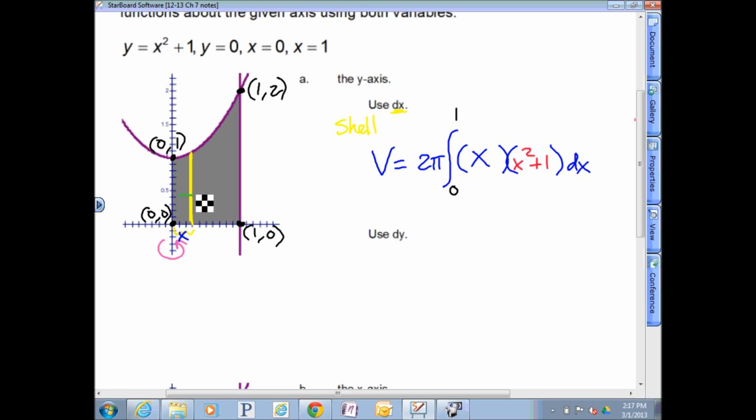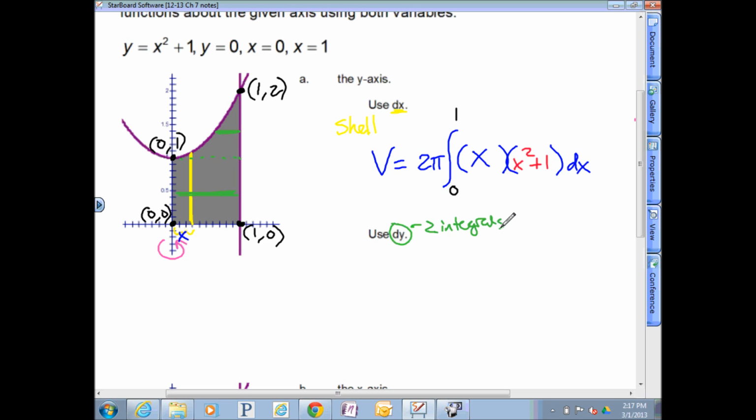Now what happens if I go to use dy? Well, if I put a rectangle in using dy, it's going to look like that, but that rectangle will only be good until the curves switch. So we're going to need two integrals here. So anytime we use dy in these four examples, we're going to end up needing two integrals.